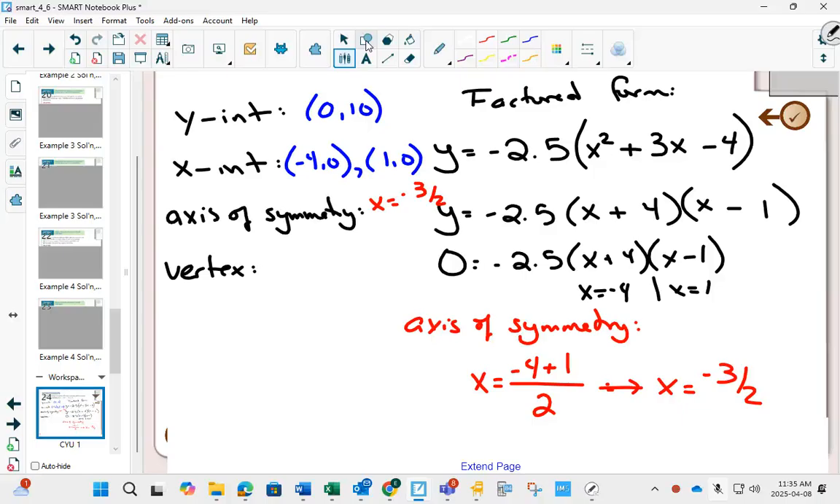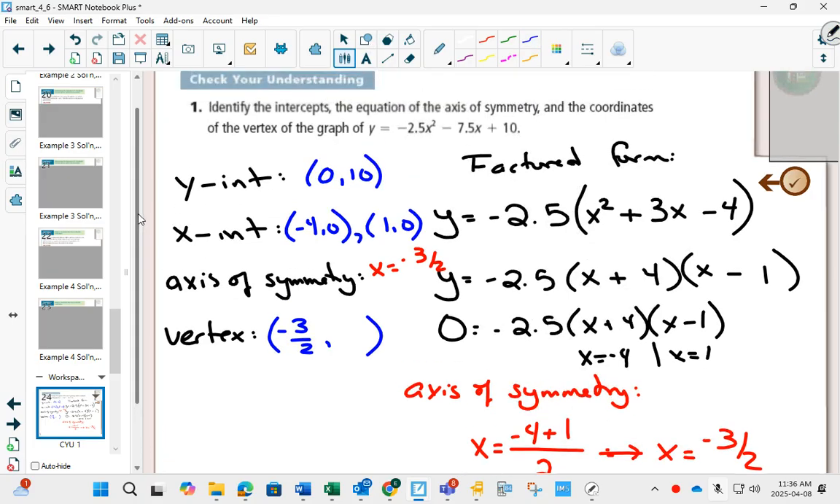And if you have your axis of symmetry, you already know the x-coordinate of your vertex. So you could choose either to plug it into the original equation and find your y-coordinate, or you could choose to plug it into your factored form and get your y-coordinate. So if I'm going to find the y-coordinate of my vertex, I'm going to change everything to fractions to make our math easier.